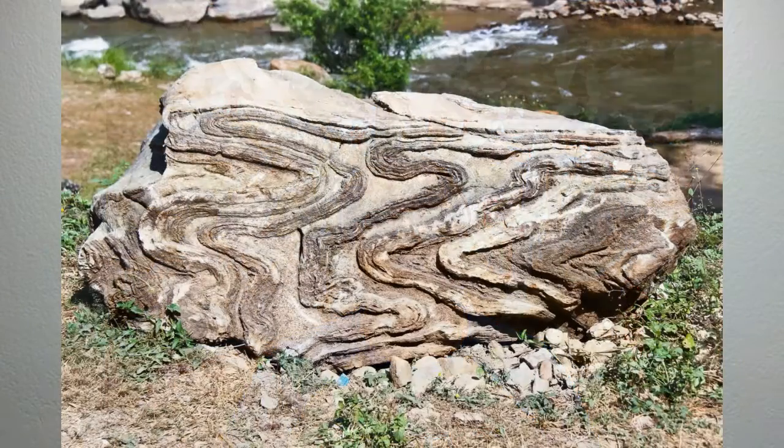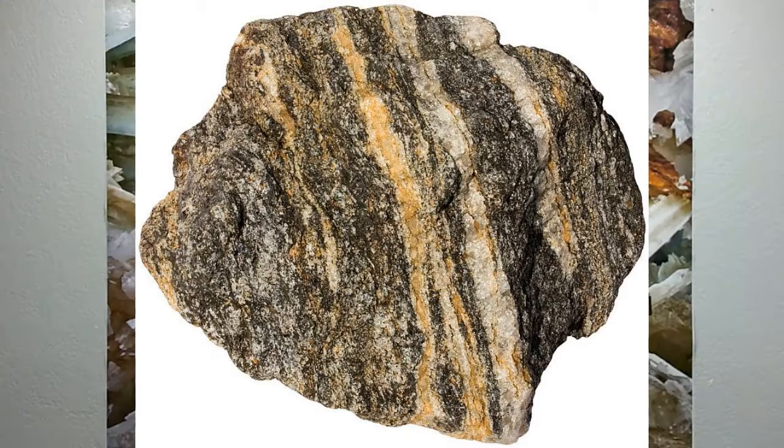Foliation is when the pressure squeezes the minerals in a rock to create lines or layers. Foliation is the typical metamorphic rock characteristic. Some common metamorphic rocks are gneiss, slate, marble, and schists.